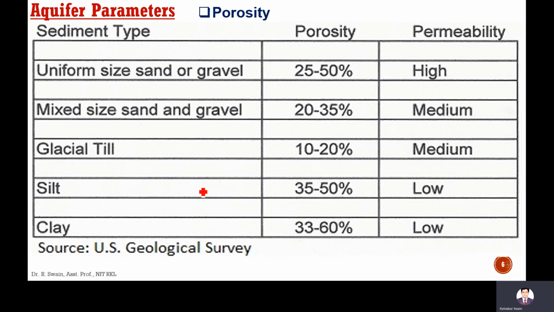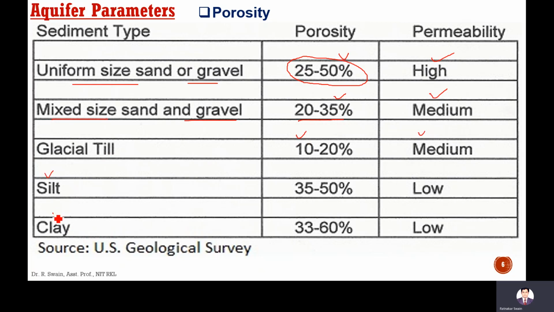This porosity for different types of material is given. Uniform size sand or gravel, uniform size means one size of particles is present, so porosity is 25 to 50%. But if it is mixed size of sand and gravel, meaning it is well graded, you can say, it will be 20 to 35%, meaning less porosity. So if it is high porosity, then permeability will be high, and if it is less porosity, permeability will be less. Similarly, glacial silt and clay: the porosity is very less, 10 to 20%, but permeability is medium.